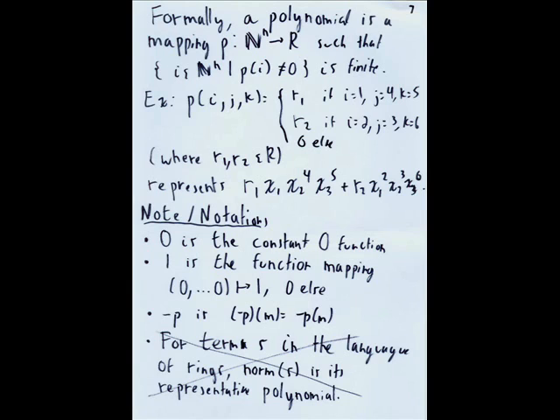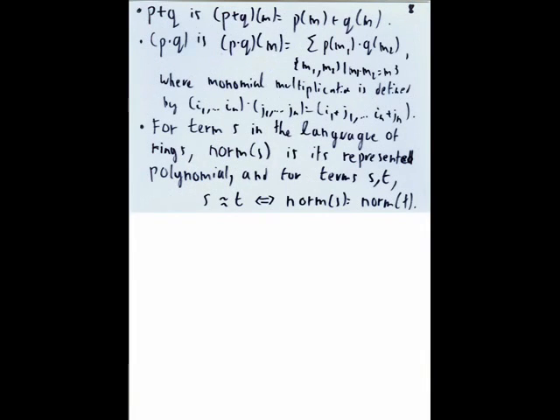We'll talk about that. So 1 is the function mapping the 0 n-tuple to 1, and everything else it maps to 0. Minus p is just, well, what it usually is, evaluating minus p(m) for every m. P plus q is just pointwise addition, and p times q is the following multiplication, which is typical, where we sum up p(m1) times q(m2), where m1, m2 multiplied to equal m. And standard monomial multiplication is defined by (i1 up to in) times (j1 up to jn) equals (i1 plus j1, up to in plus jn), of course.